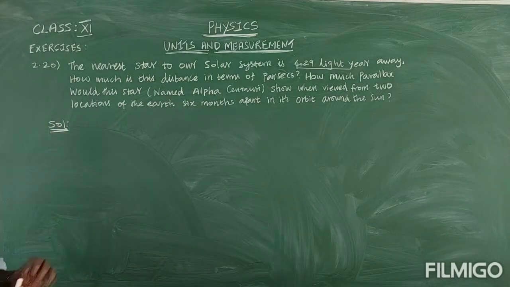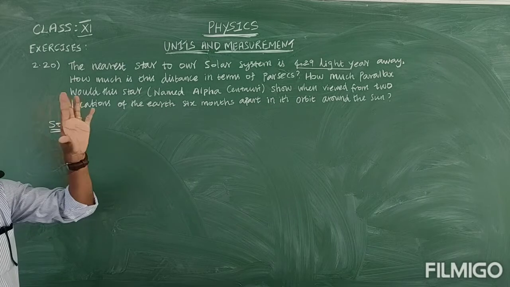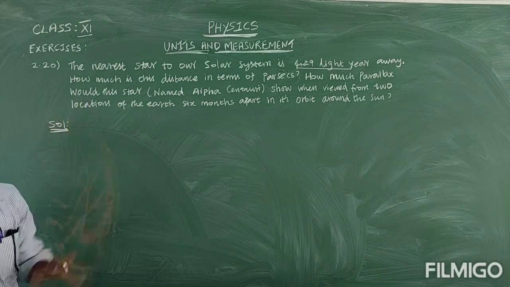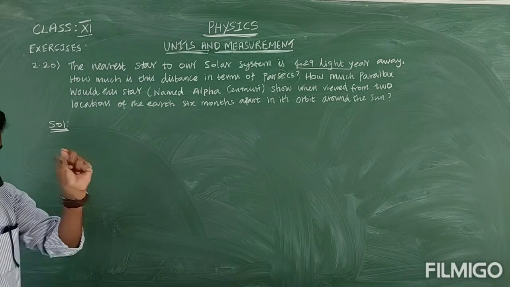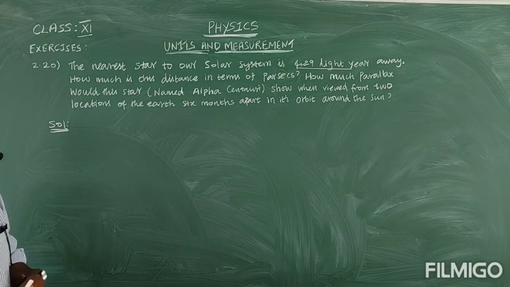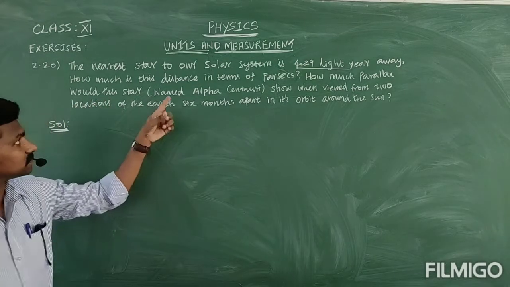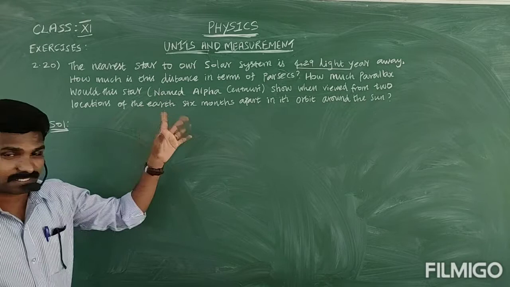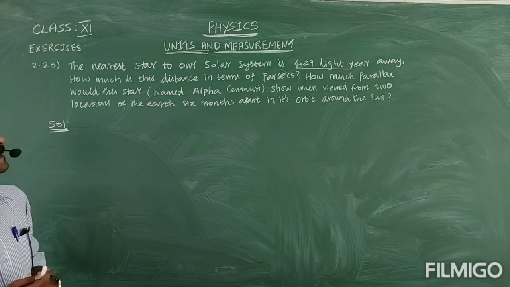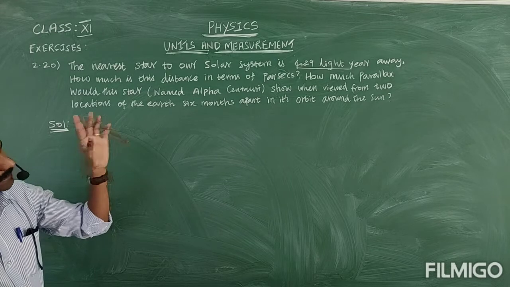Okay. So first, what they are asking is that there is a star at a distance of 4.29 light year. That is the nearest star in our solar system. Yes, that is the nearest star. Its name is Alpha Centauri. There is a GK question also. So what does that 4.29 light year mean?